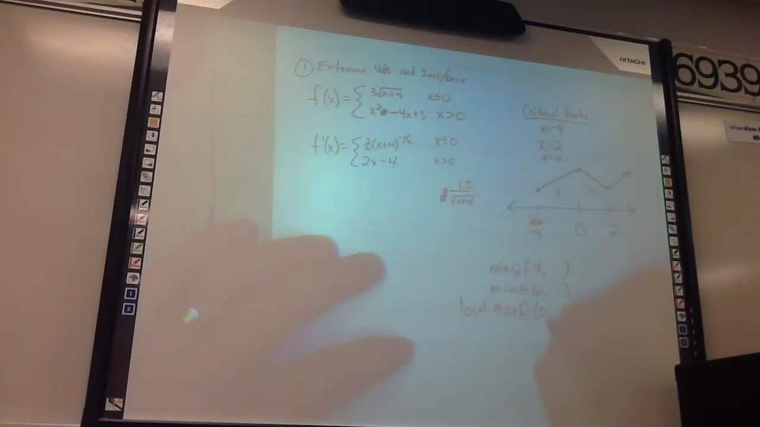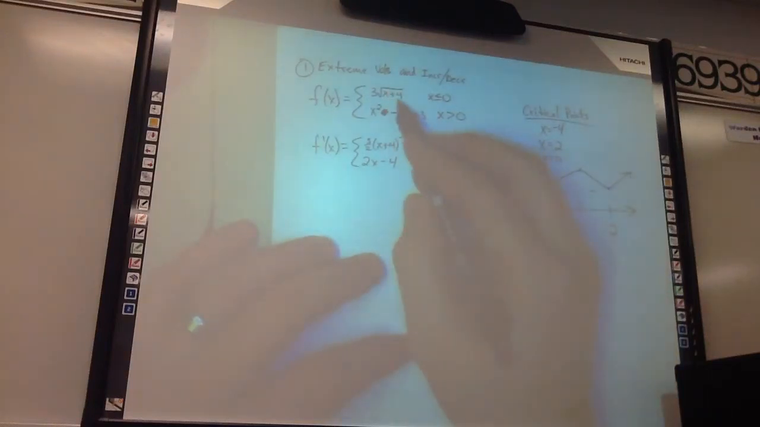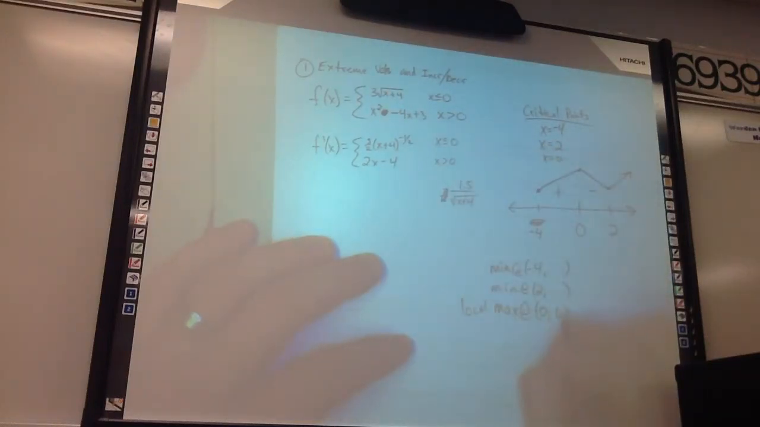Plug in 0. To which one? The top one. Square root of 4 is 2. 2 times 2 is 6. You have a local max at 0, 6.